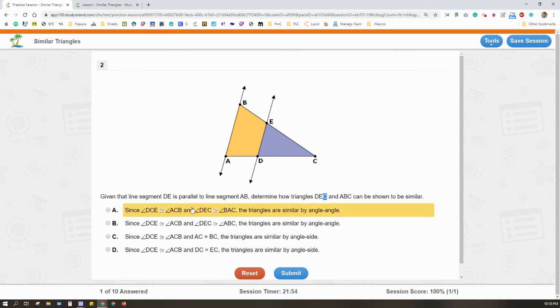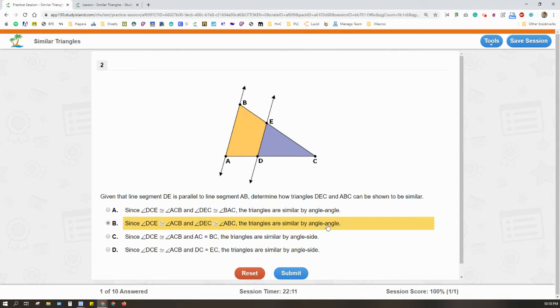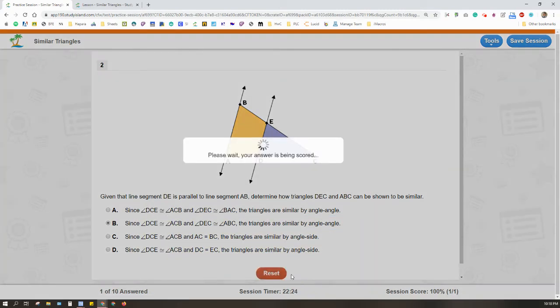So A is wrong. B starts the exact same way with DCE congruent to ACB. We already know that part's true. And the next one says that DEC is congruent to ABC, which is what we wanted. The triangles are similar by angle. That is the right answer. Now, you might have been fooled by some other ones down here. You've got to be careful. You don't know anything about the sides. You have to prove that they're proportional side lengths if you're going to use the angle side theorem. So careful with those.